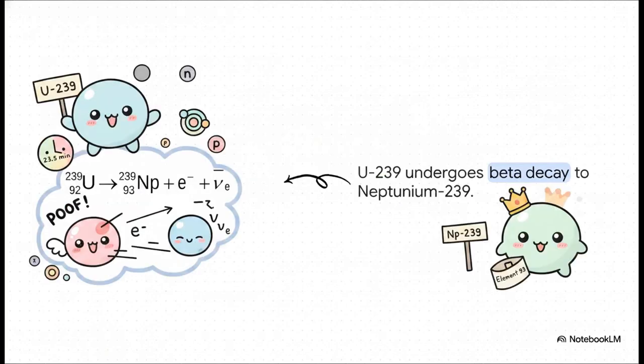Now, because U-239 is so unstable, it can't stay like that for long. Within about 23.5 minutes, it undergoes its first beta decay. It spits out an electron and an antineutrino, and in doing so, one of its neutrons actually turns into a proton. It is literally no longer uranium. It has just transmuted into element 93, which is neptunium-239.